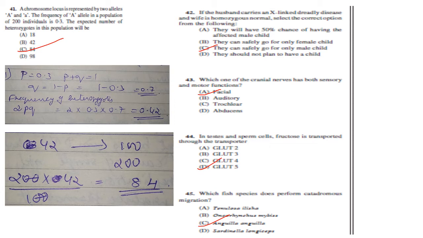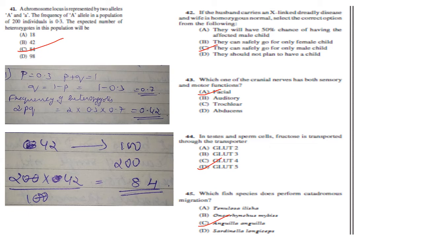They should not plan to have a child, that is also wrong. And they will have 50% chance of having affected male child. Male child getting affected is not possible with this kind of cross. So the answer is they can safely go for only male child.